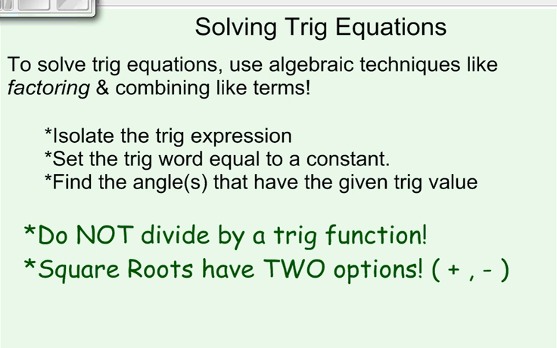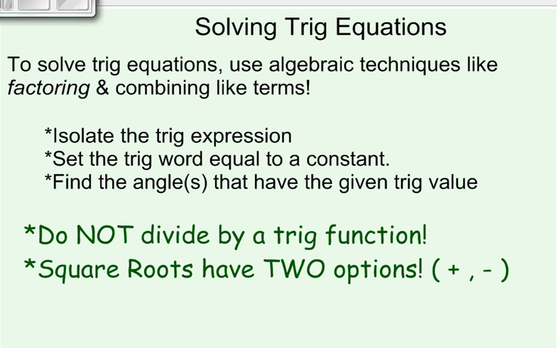So the first step is going to be to isolate that expression, and then you're going to set your trig function equal to some constant. Now, if we use the factoring method, remember, it's going to have to be equal to 0 because we're solving for the roots of that function. And then you're going to find out whatever angles you are looking for at that value.